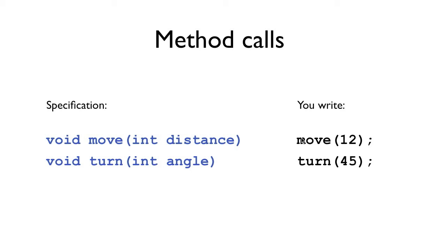And then to call it, this is how we actually write it. We write the name of the method and then in round parentheses a value for the parameter. So if it says it wants a number, we give it a number, and then we finish it with a semicolon. And the same for turn. Turn also doesn't return a value. The name is turn. It also expects one parameter of type int, this time for the angle. And this is an example how we might call this.